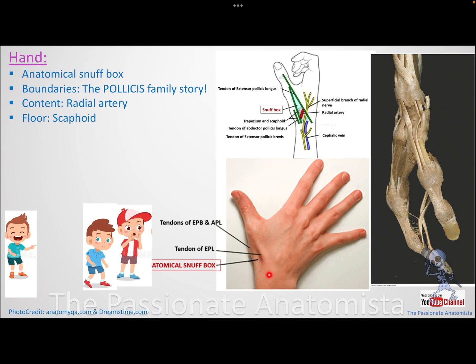The one that is moving alone, all right? So just make sure you're holding your hand in anatomically correct position to be able to answer that question. Now, what about the floor? The floor is mainly, you guys, made by the scaphoid bone. So this is very important because if you get a scaphoid fracture, you are going to injure the radial artery.